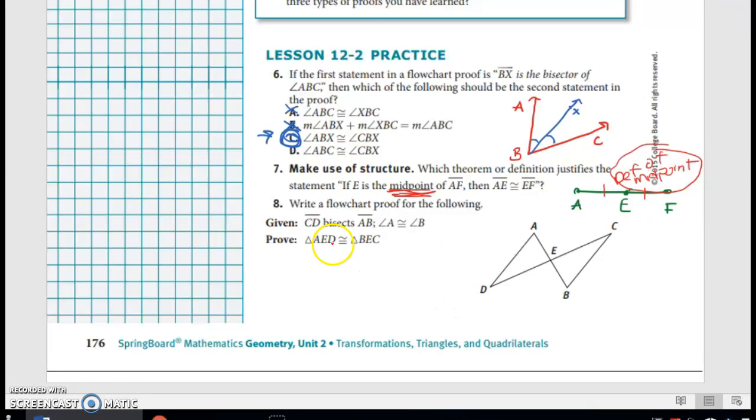Number 8, write a flowchart proof for the following. Given segment CD bisects segment AB, and angle A is congruent to angle B, and then we're trying to prove that triangle AED is congruent to triangle BEC. So I would like you to pause the video at this point and try and create a flowchart proof for the following.